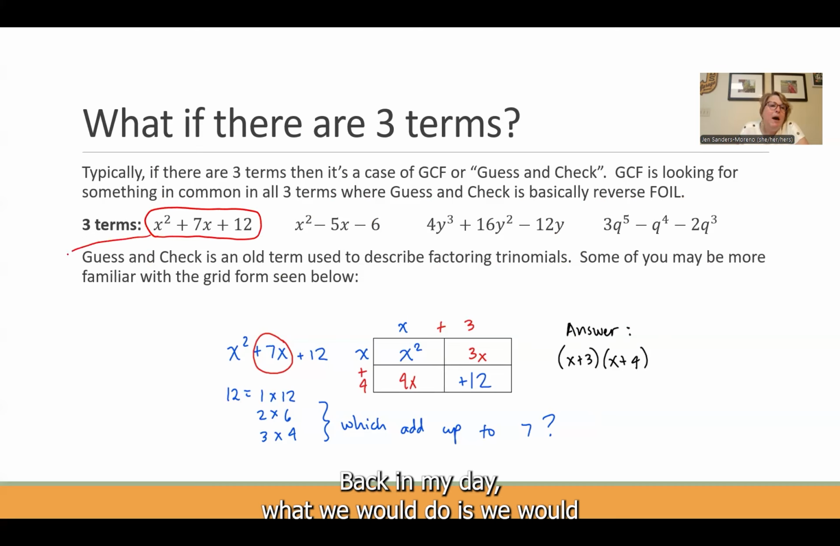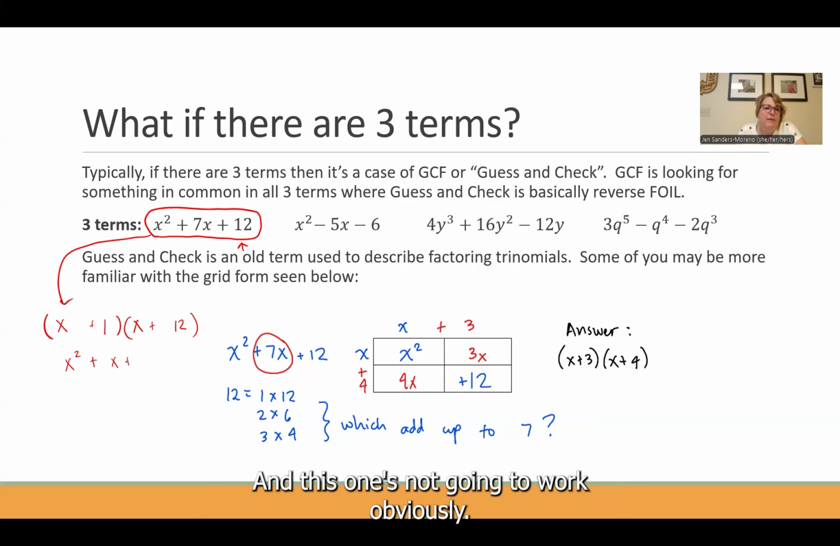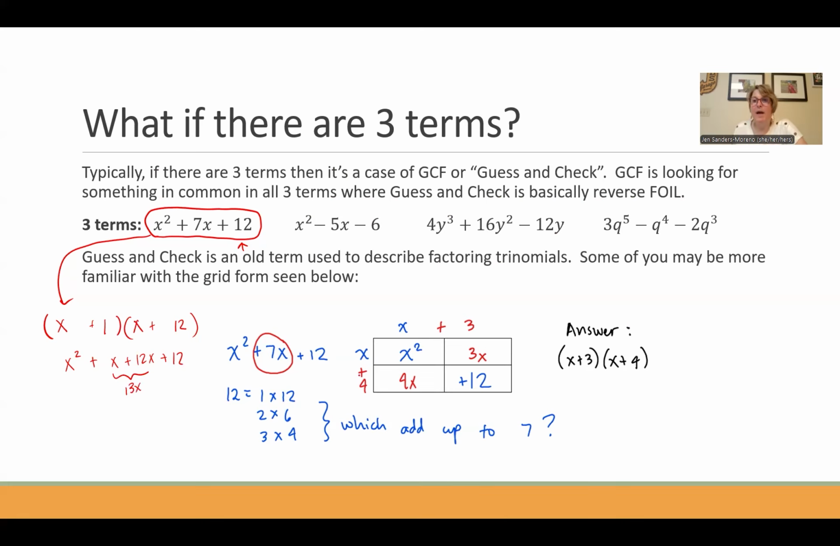Okay. So like back in my day, sounds so old, but here we go. Back in my day, what we would do is we would go, okay, I need an X and an X. And what 2 numbers multiply to 12 and add up to 7? So you'd basically sit here and guess and then FOIL it out and check it. And this one's not going to work, obviously. This one's going to give us a 13x in the middle.